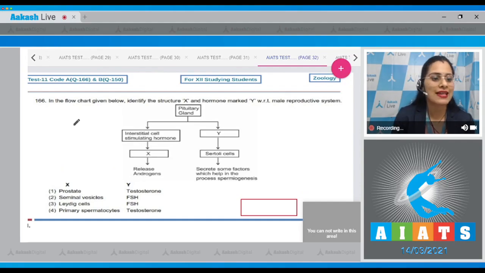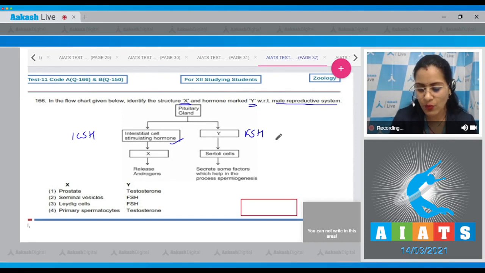Question number 166. In the flow chart given below, identify the structure X and hormone marked Y with respect to male reproductive system. Pituitary gland leads to interstitial cell stimulating hormone or ICSH, which is Leydig hormone, and it is also responsible for the secretion of FSH hormone, which is follicle stimulating hormone.